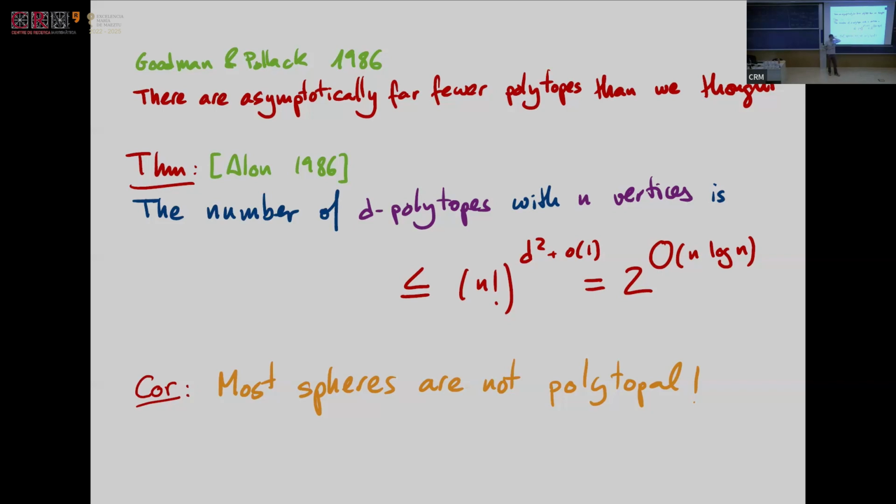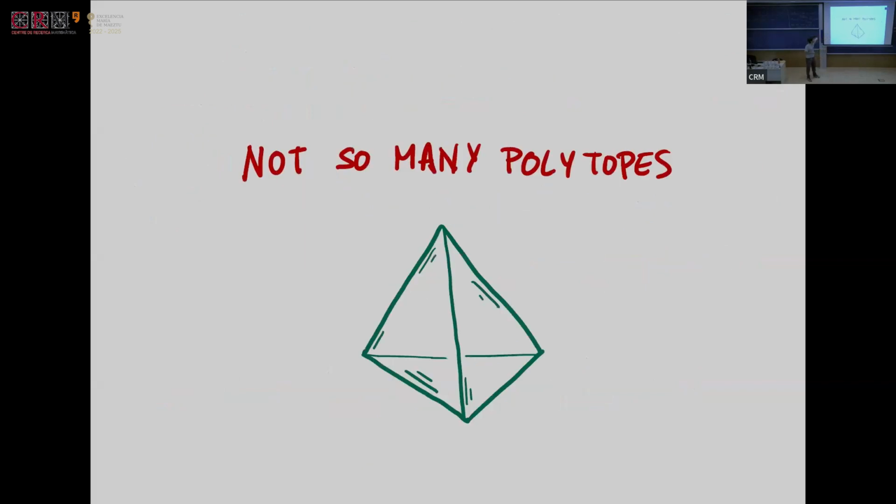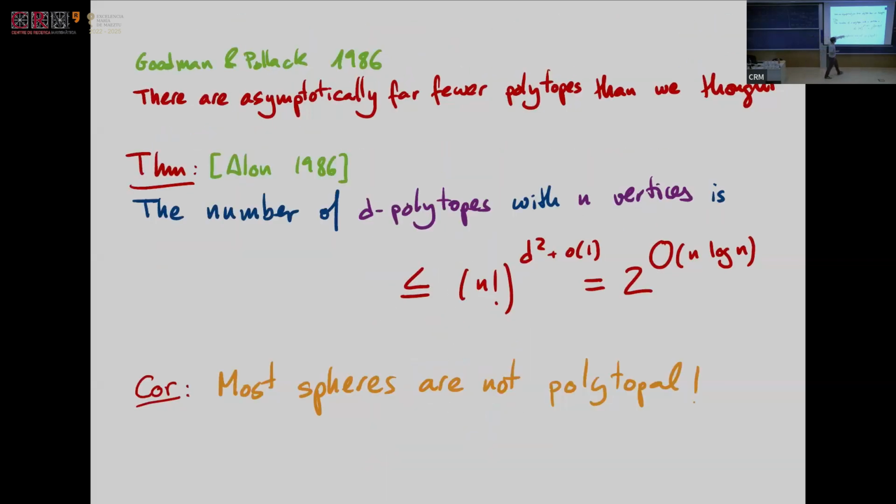This is very far from what we have here, which is 2 to the n to the d halves. This is 2 to the n log n. When d grows, this is very, very far. Of course, in dimension 3 not. We just said that every simplicial sphere is polytopic. But in general, most spheres in high dimension are not polytopic.